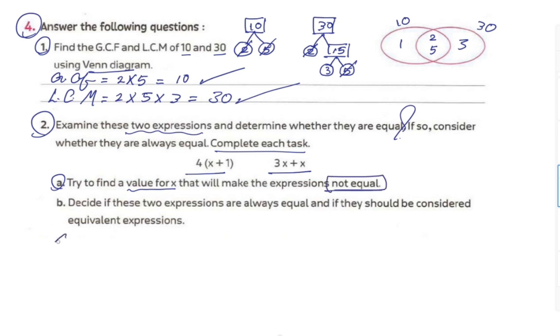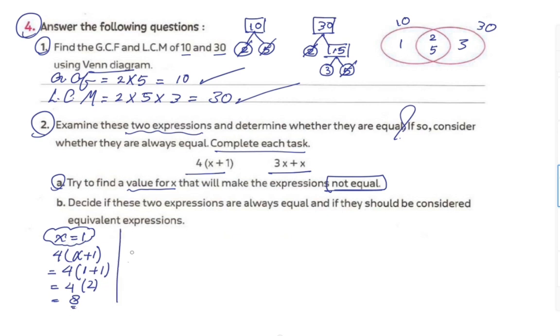So if you try the value x equals 1, the first expression, (x plus 1) multiplied by 4, will be what? I will remove this x and put 1 plus 1. Now do the parentheses first. 1 plus 1 equals 2. 4 times 2 equals 8. So the value of the first expression when x equals 1 is 8.